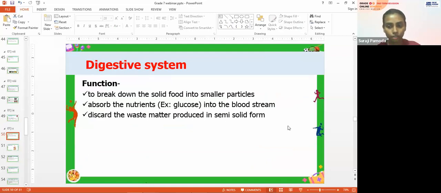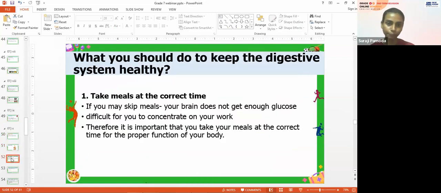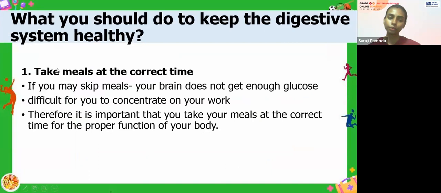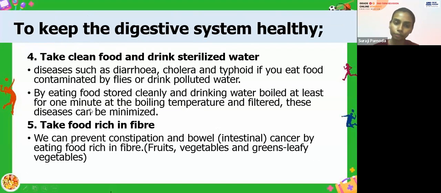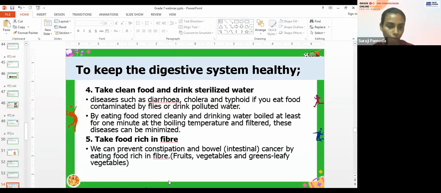So I told you the function of the digestive system is the digestion of foods and absorption of nutrients, right? Here I showed you the system previously. And here you can see what we can do to keep our digestive system healthy, right? You can write any of these. The first one is take meals at the correct time. Then take healthy food. You have to take a balanced diet, right? And also take more natural foods and beverages, okay? Because they do not contain chemicals like preservatives and food colorings. Always go for homemade foods, and also take clean food and drink sterilized water. You can write any 2 from these, okay?